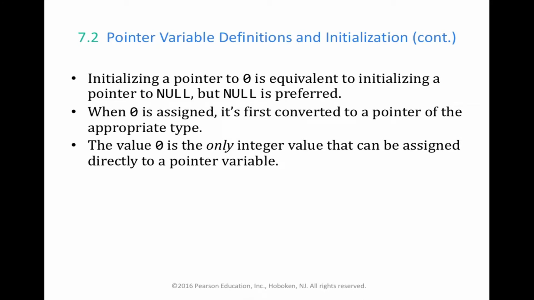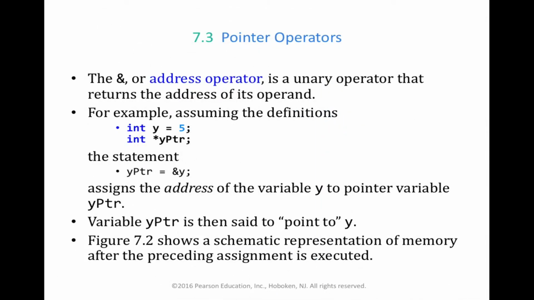Initializing a pointer to 0 is the equivalent of initializing a pointer to null, but null is preferred. When 0 is assigned, it is first converted to a pointer of the appropriate type. The value 0 is the only integer value that can be assigned directly to a pointer variable. Again, however, we prefer to do null.